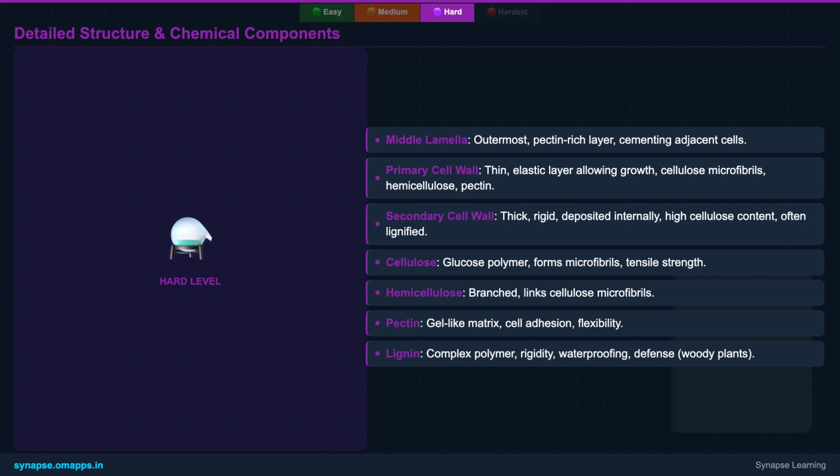robust structural support. Chemically, cellulose, a glucose polymer, forms tensile microfibrils. Hemicellulose crosslinks these. Pectin creates a gel matrix for adhesion and flexibility. Lignin, a complex polymer, imparts rigidity, waterproofing, and defense, particularly in mature woody plants. Proteins also play structural and enzymatic roles.